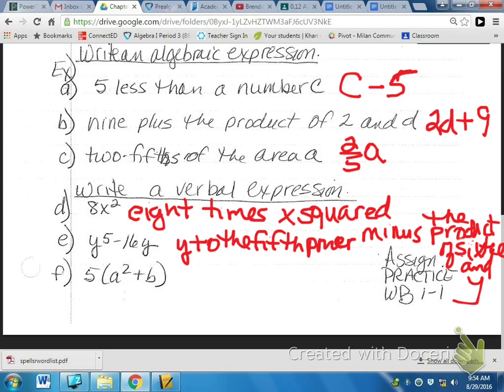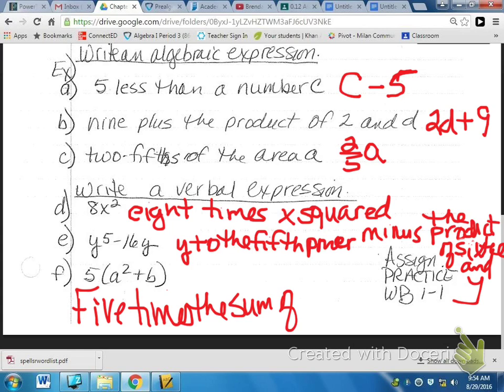5 times the quantity, a squared plus b. So be careful on this one. You can. Let's do this. I'll get you started. 5 times what? The sum of, good. The sum of a squared and b.